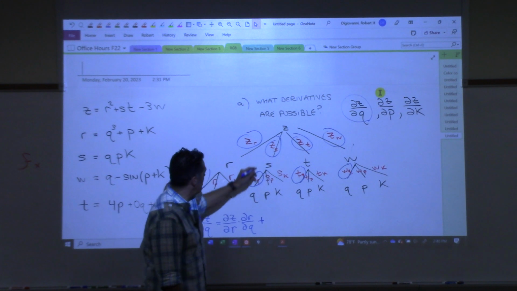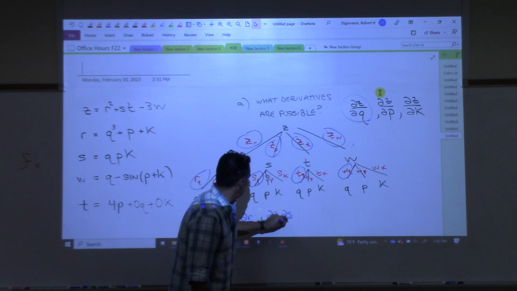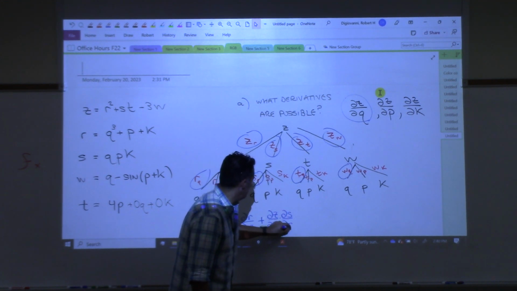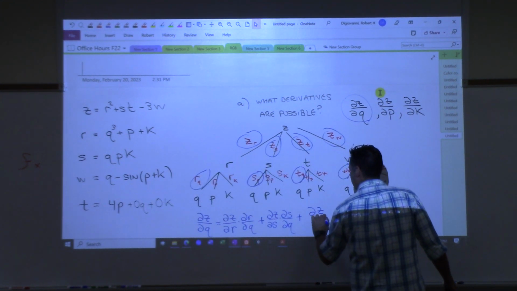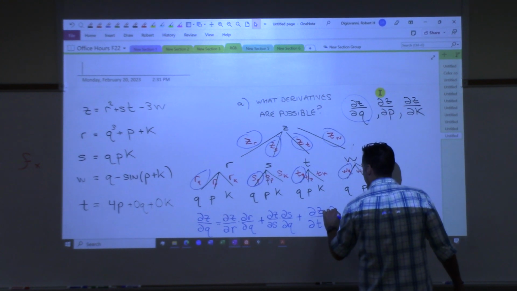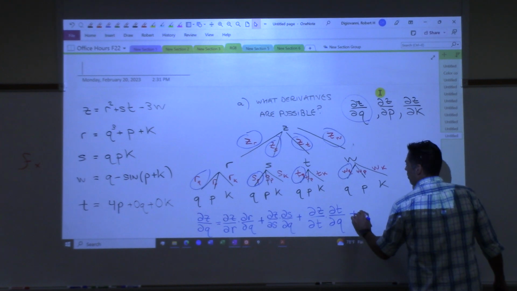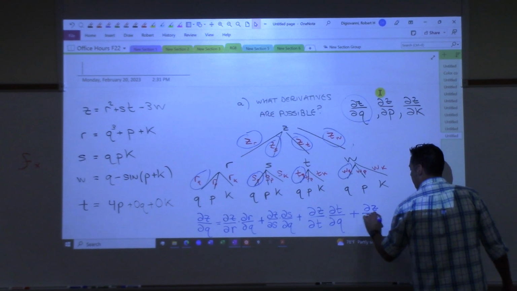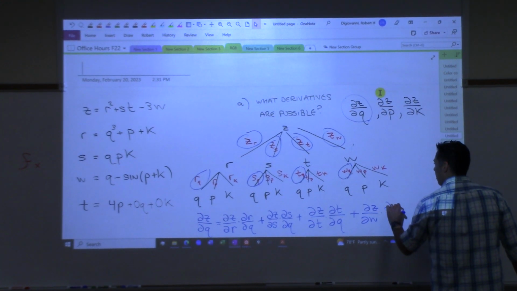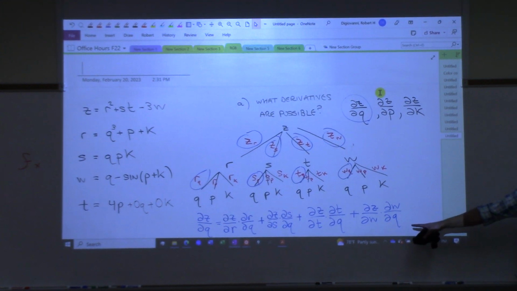Plus, next one, come down here, partial z with respect to s, partial s with respect to q. That's this. 2 more. Partial z with respect to t times partial t. I know I'm out of time. Partial t with respect to q. 1 more. Plus, last branch, partial z with respect to w times partial w with respect to q. All right, that's what the derivative would be.